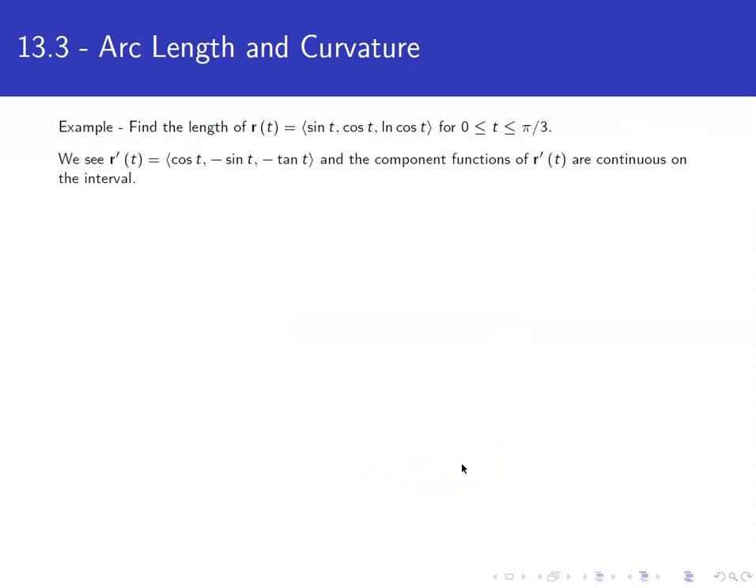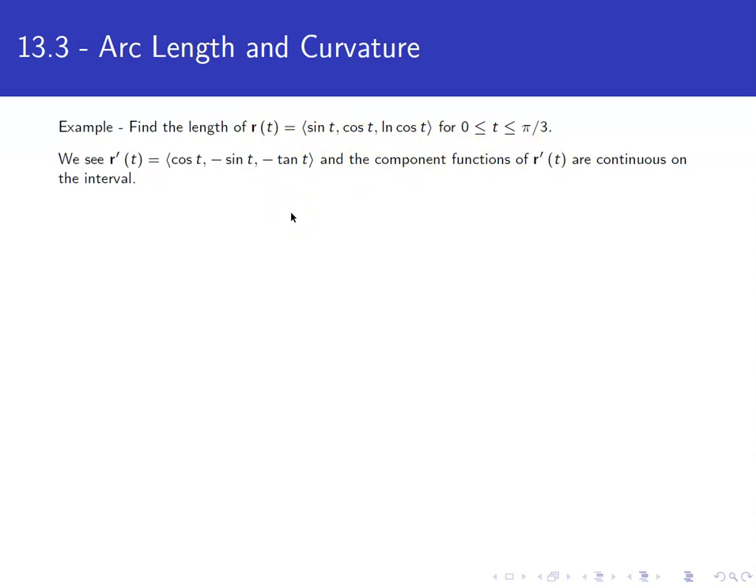So let's do a quick example. Let's suppose we have the vector valued function sine t, cosine t, log cosine t on the interval from 0 to pi over 3, and we want to find the length of that curve. First, we take the derivative of the vector valued function. The derivative of sine is cosine. The derivative of cosine is negative sine. The derivative of log of cosine will be 1 over cosine times negative sine, or negative tangent.